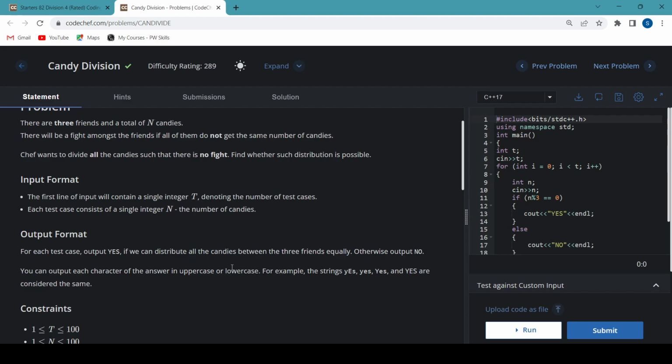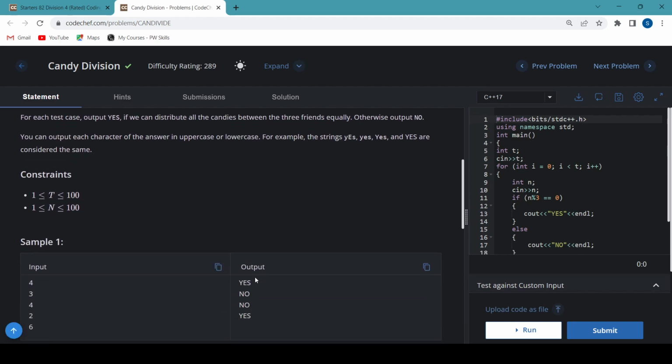If it is possible, then we have to output yes, otherwise we have to output no. You can output each character of the answer in uppercase or lowercase. Yes, let us look at the explanation.